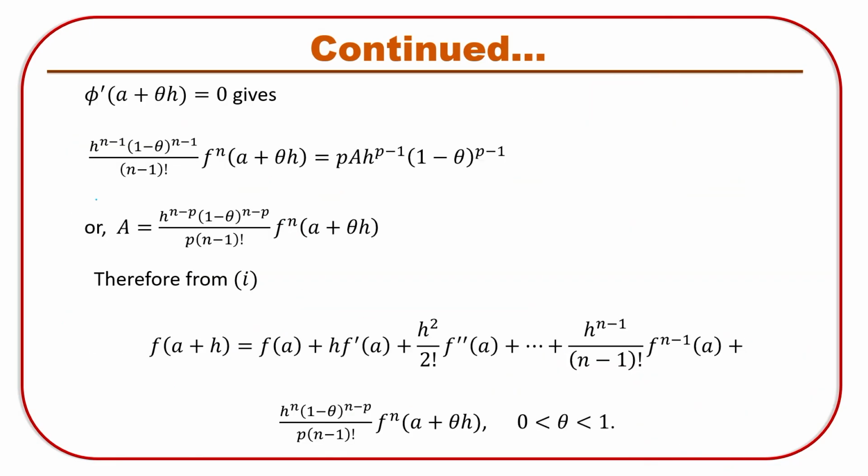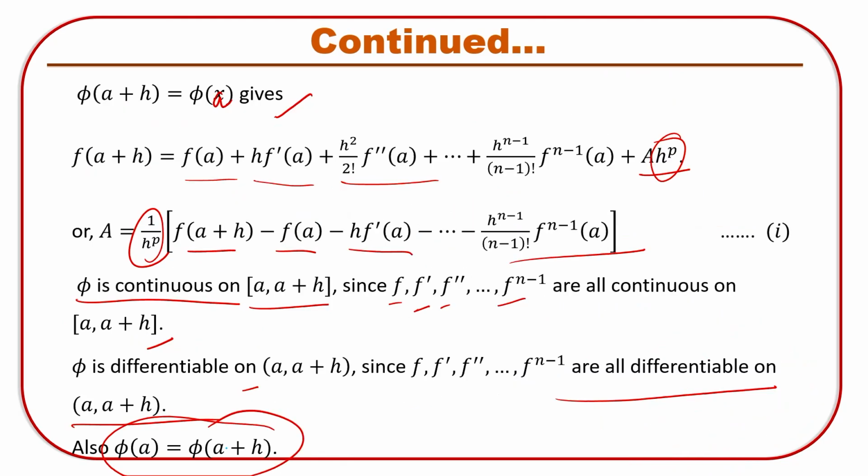So, here take h common. It will give you h into (1 minus theta) power n minus 1 over (n minus 1) factorial into f n of (a plus theta h), that is equal to p A h power p minus 1 into (1 minus theta) power p minus 1, and you can find out A from that expression. So, A becomes h power n minus p (1 minus theta) power n minus p divided by p into (n minus 1) factorial f n (a plus theta h).